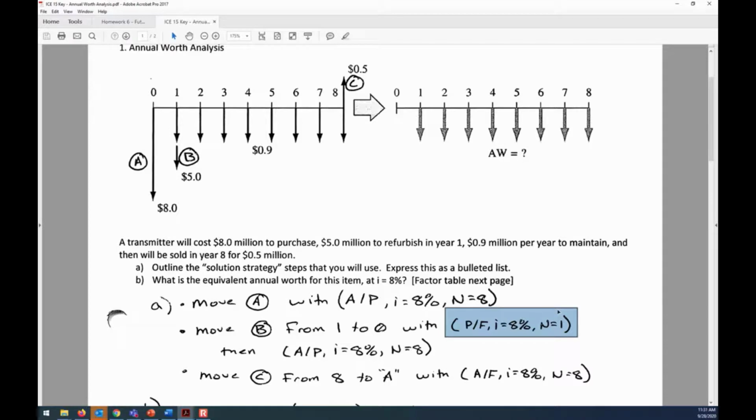And then once it's at time 0, then I would use the same A/P factor that I did with part A. And then this amount out here at time 8, I can get that to the annual series with find A given F. So this is what I mean by, to outline your solution strategy, is you're just saying what you're going to do before you actually do it.